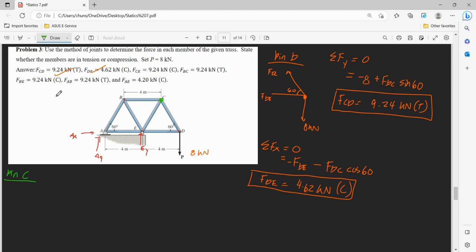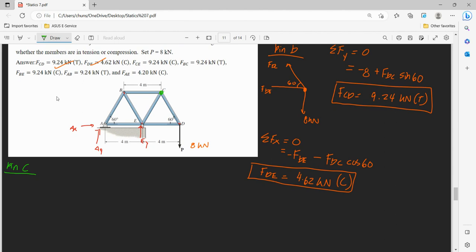So pin C is equal to, so it gives us these three, but we know what this one is, so FCD we already have. We're looking for FCE and FCB. Okay, so let's work with that now too. This is 60 degrees, and so is this.